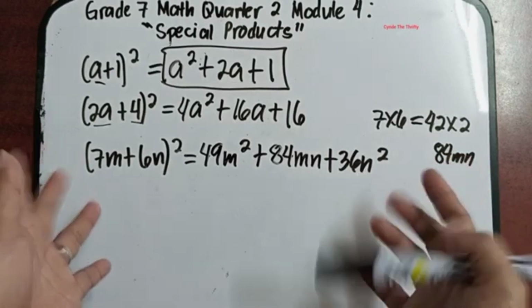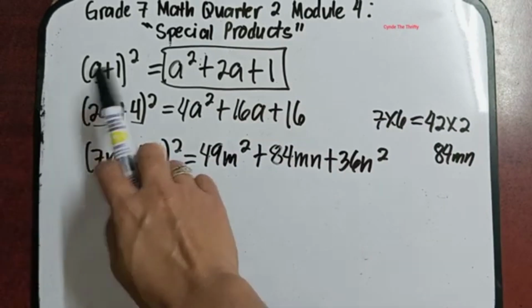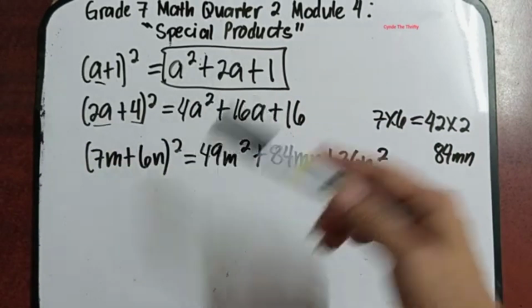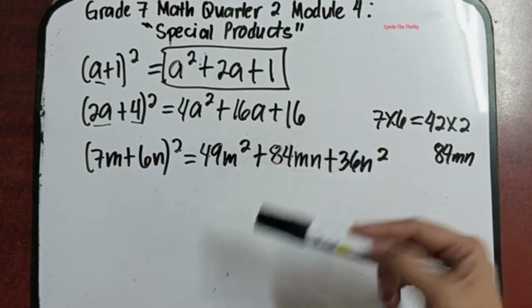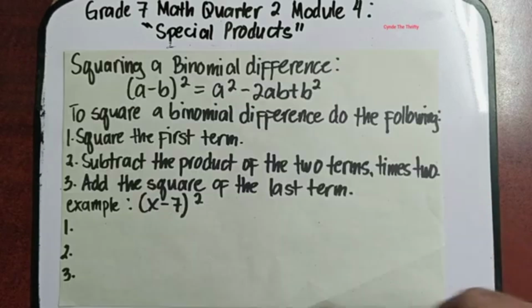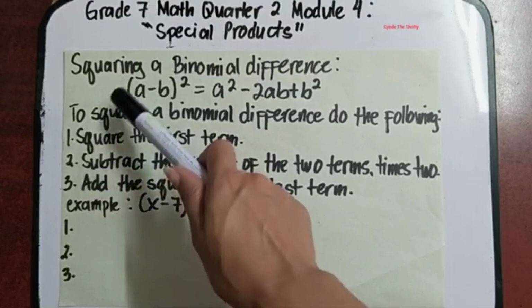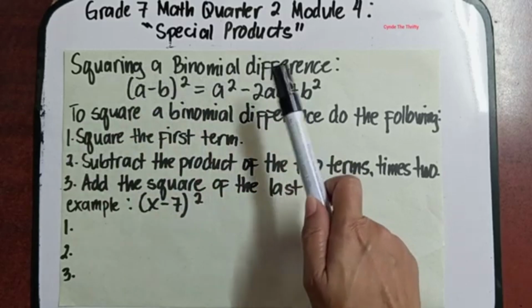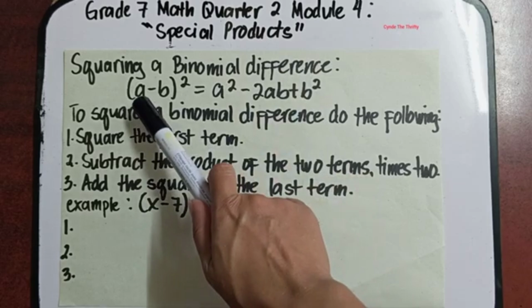O, diba? Kapag alam mo na ito pala is square of a binomial sum, alam mo na agad kung paano mo sasagutan na hindi mo na kailangang mag-solve gamit ang long method of multiplication. Okay, dahil tapos na tayo sa squaring a binomial sum, ngayon naman squaring a binomial difference. So, ang formula natin is a minus b squared.